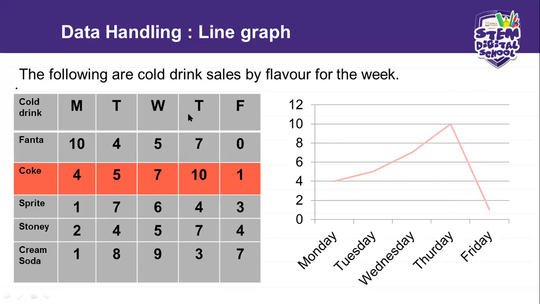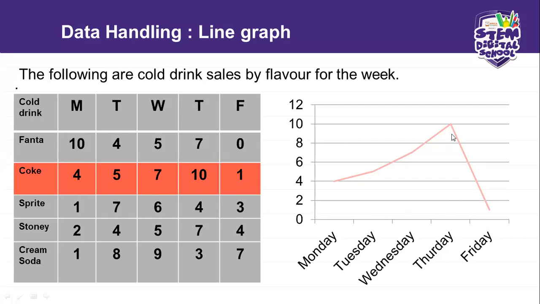Now let's see for Friday. We go back to the table. Friday, the table says that only 1 Coke was sold at the Snoopy. Okay, we go back to the graph. Friday, let's see. 1 there. Where are we? Yes. There is 1. We can see that 1 is in between 0 and 2.